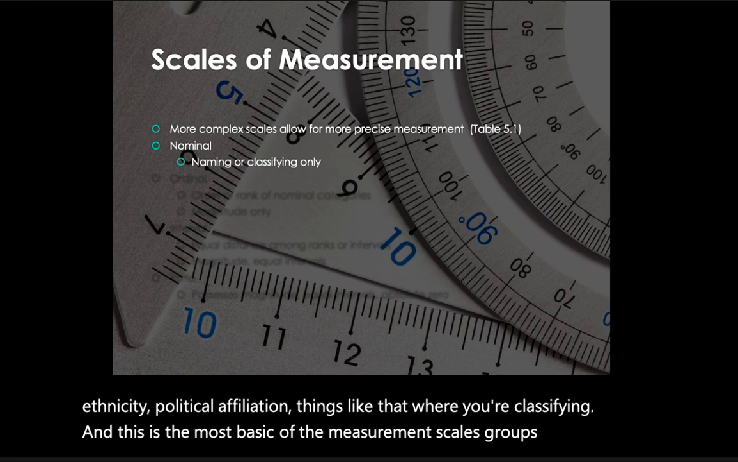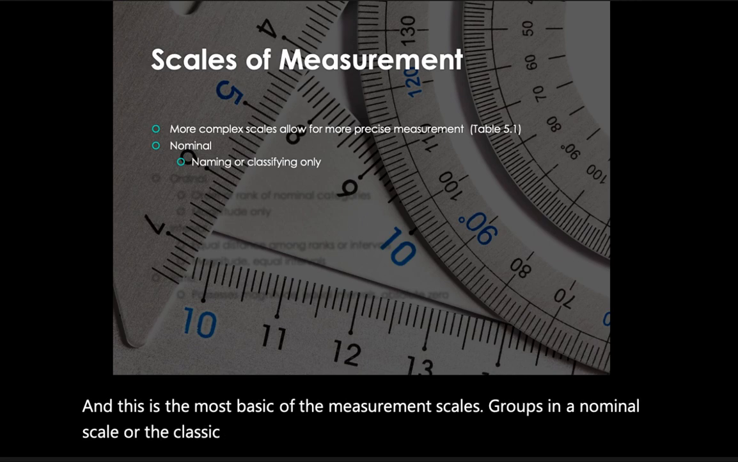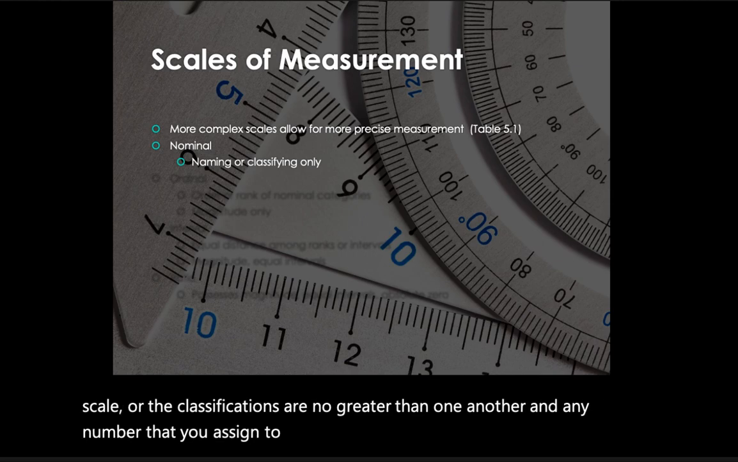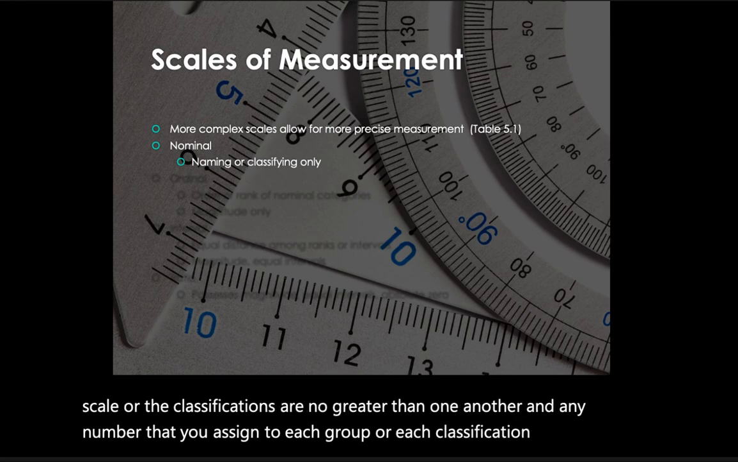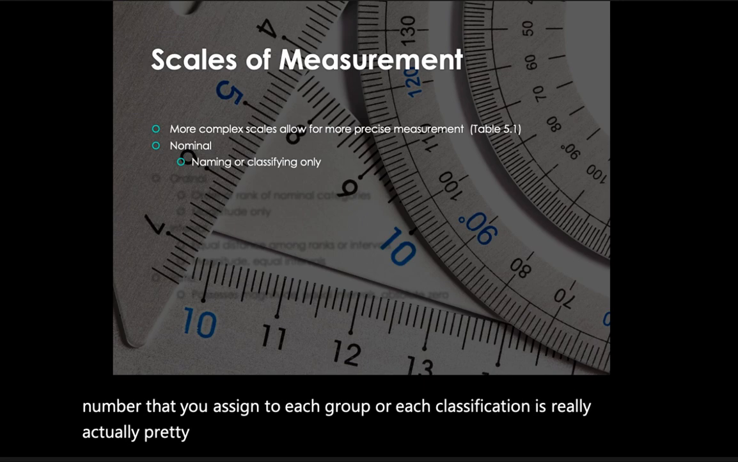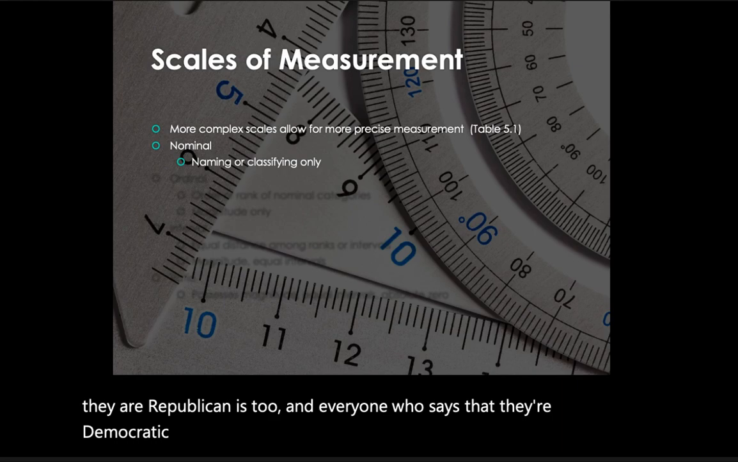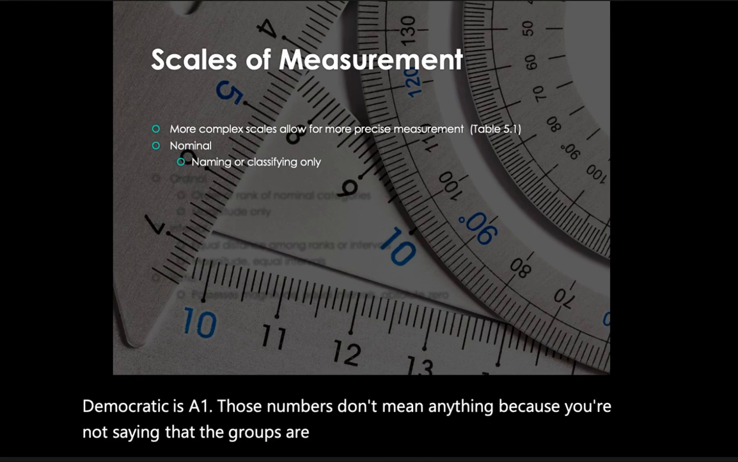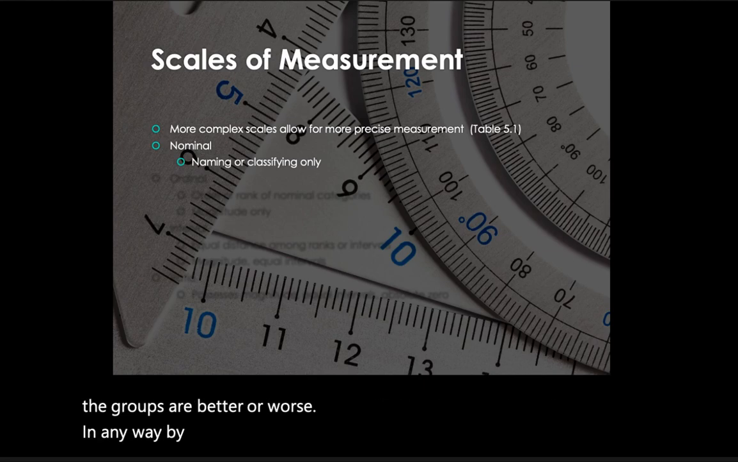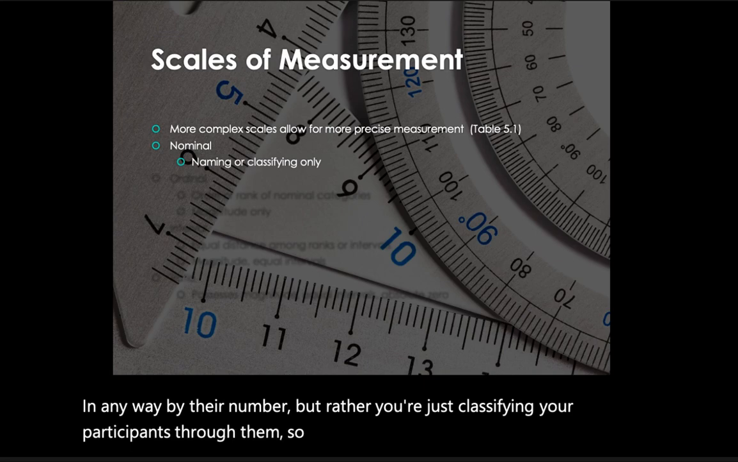Groups in a nominal scale, or the classifications, are no greater than one another. And any number that you assign to each group or each classification is actually pretty meaningless. You might say everyone who says that they are Republican is 2, and everyone who says that they're Democratic is a 1. Those numbers don't mean anything because you're not saying that the groups are better or worse in any way by their number, but rather you're just classifying your participants through them. So that's a nominal scale.